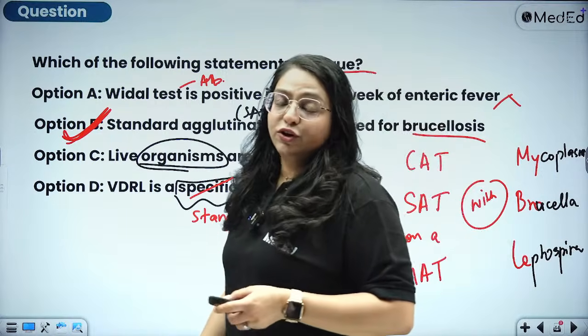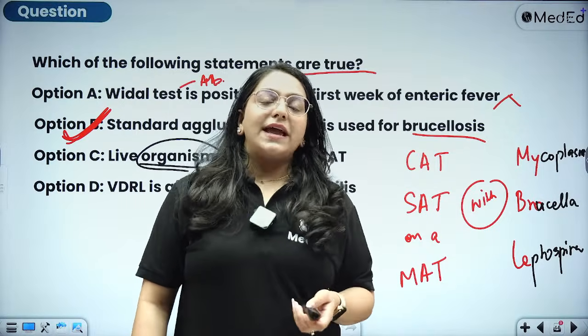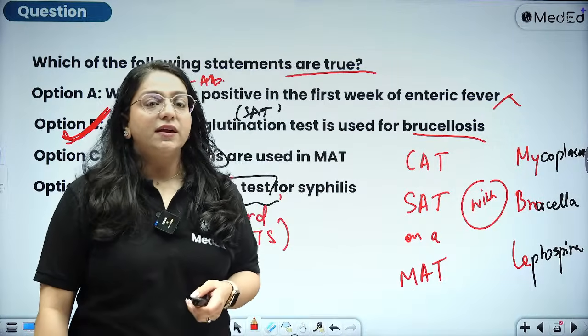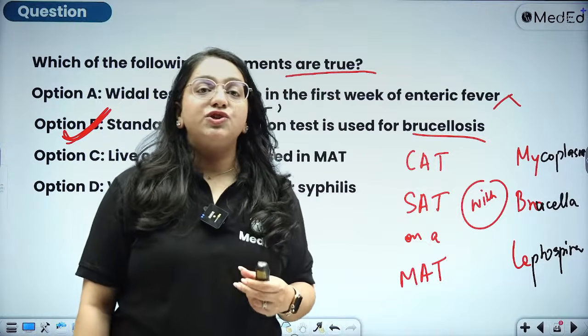But what is there going to be? History of ingestion of raw milk. Raw milk. Diagnosis, of course, blood culture. Biphasic blood culture, Castaneda's blood culture bottle.